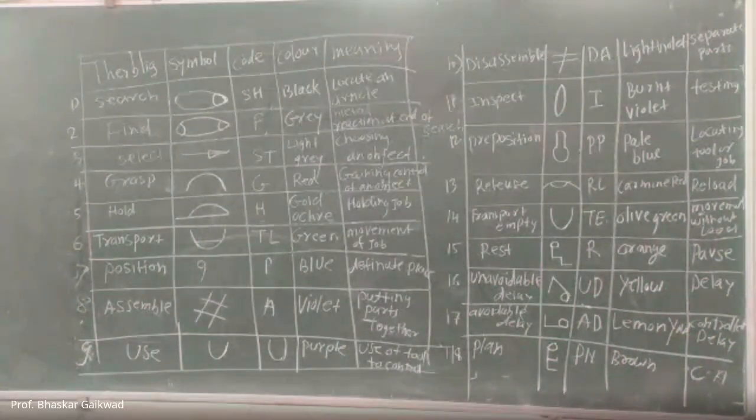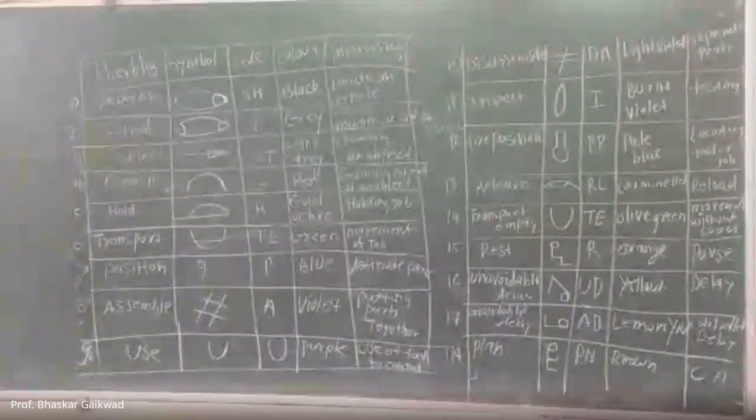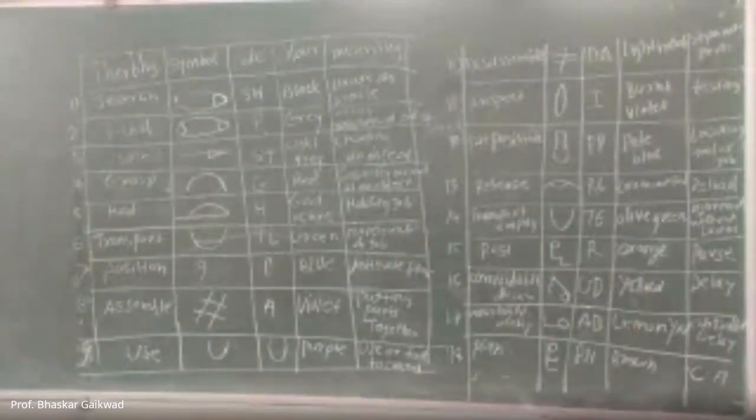Rest is like when we are sitting on a chair. Rest is denoted by code R, with orange color. Pause means we have to stop for some time; that is called pause. Number 16, unavoidable delay, for example power off. This is an unavoidable delay; we cannot avoid it. For this purpose the symbol is used. The code is UD, and the color is yellow.